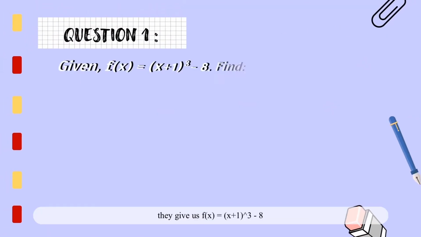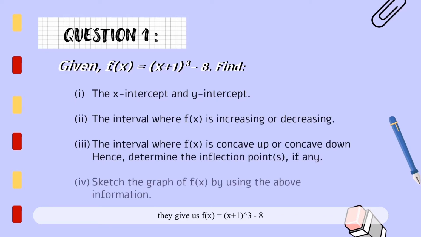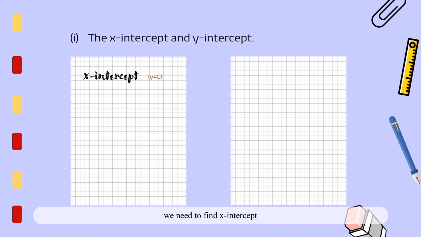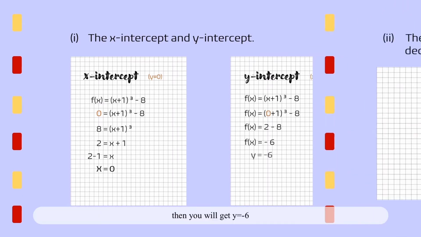For the first question, they give us f(x) equals (x + 1) cubed minus 8. For the first step, we need to find the x-intercept. How do we find the x-intercept? We set y equal to 0, then you will get the answer. For the y-intercept, we need to put 0 in the value of x, and then you will get y equals negative 6.